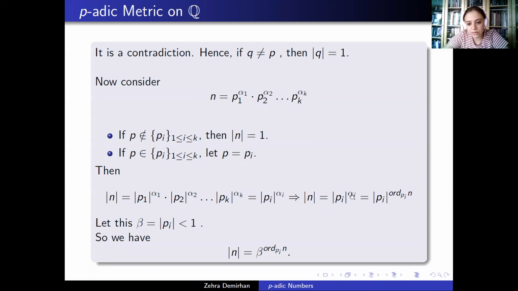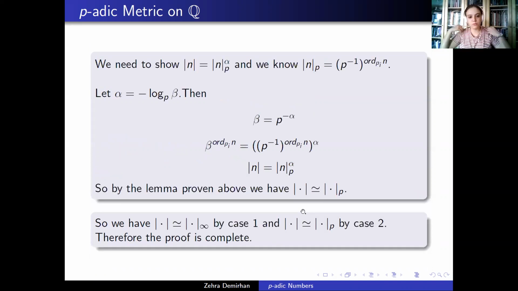Also notice that actually this alpha_i is the same thing as the order of p in n in this decomposition. So let's replace this alpha_i by order_p(n) here. Now for a convenient notation, let this norm of p_i be beta and let's write the norm of n to be beta to the power order_p(n). Now I would like to remind you that we are trying to show that the norm that we have started with is actually equivalent to the p-adic norm. So we should show, by the lemma proven above, that the norm of n is equivalent to the p-adic norm of n to the power alpha. And by the definition that I gave in the beginning, we know that the p-adic norm of n equals this term here.